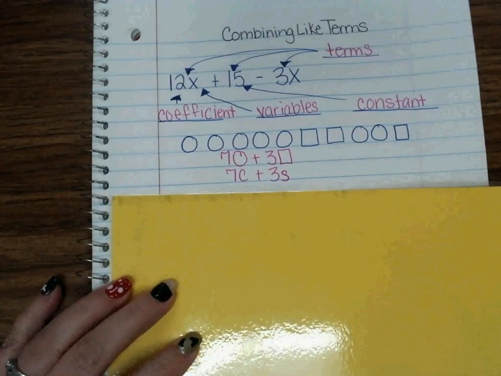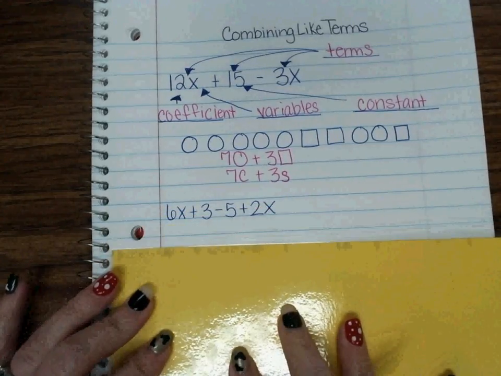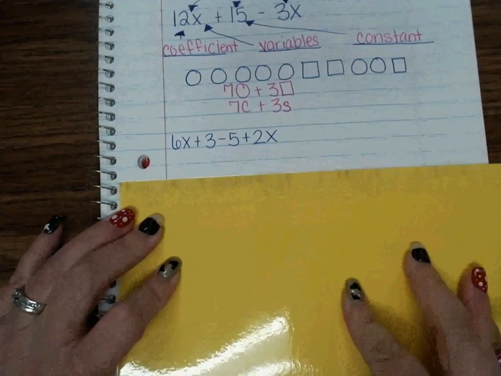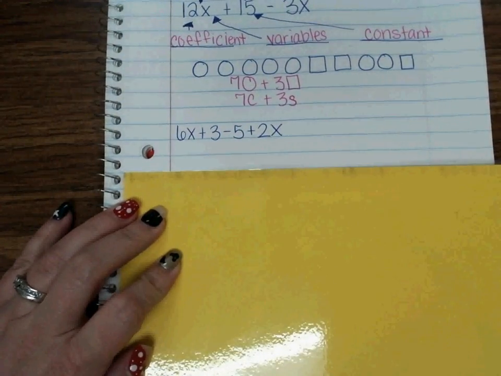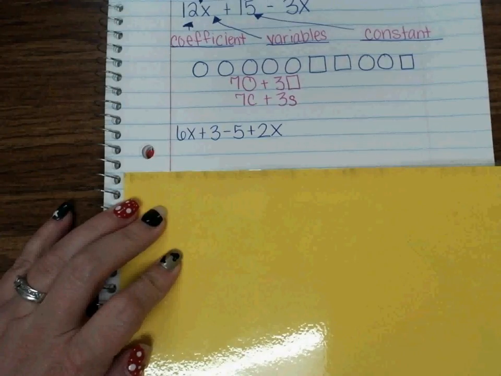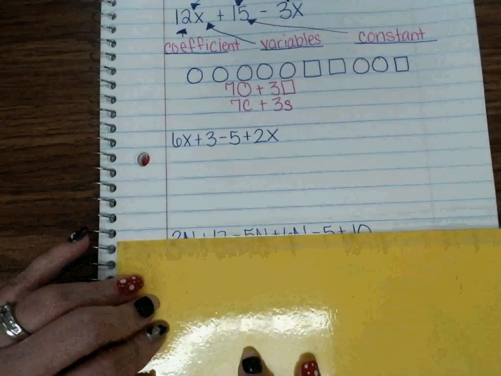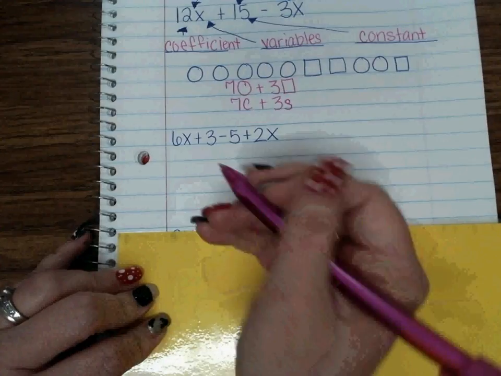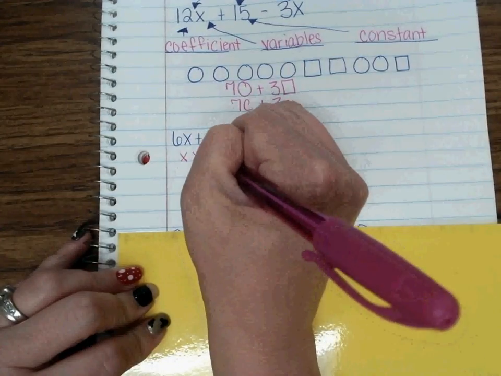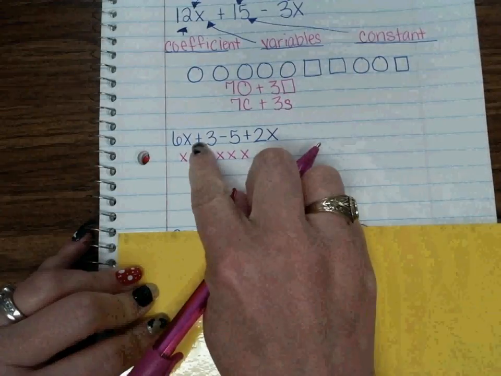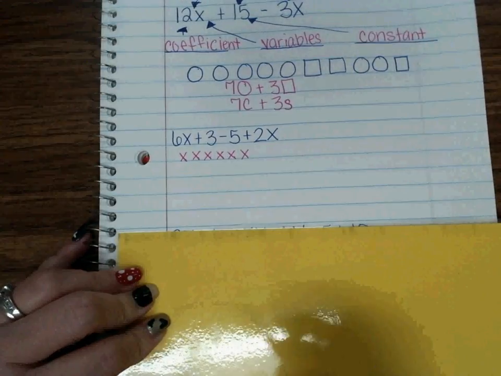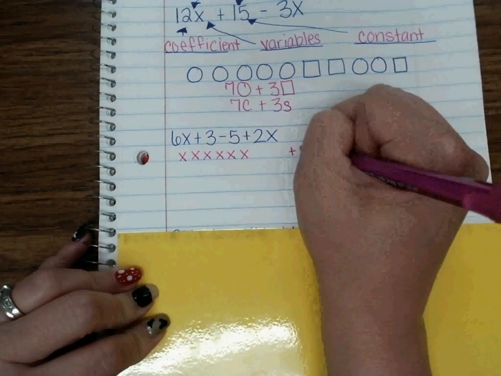Okay, so when we do it with actual mathematical terms, right here I have 6x plus 3 minus 5 plus 2x. So if I wanted to write that out in expanded form, I could write 6 x's. So I have 1, 2, 3, 4, 5, 6 x's. I have plus 3. Now those 3 are not x's, they're positives, so I have 3 positives.